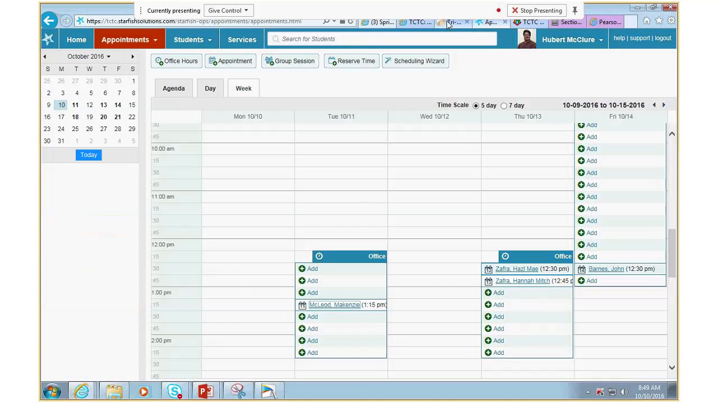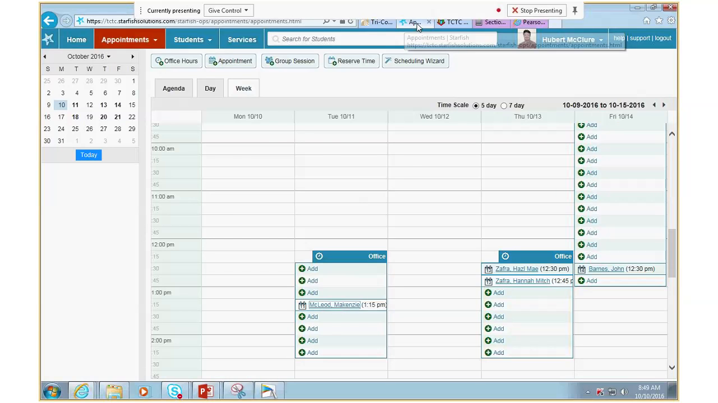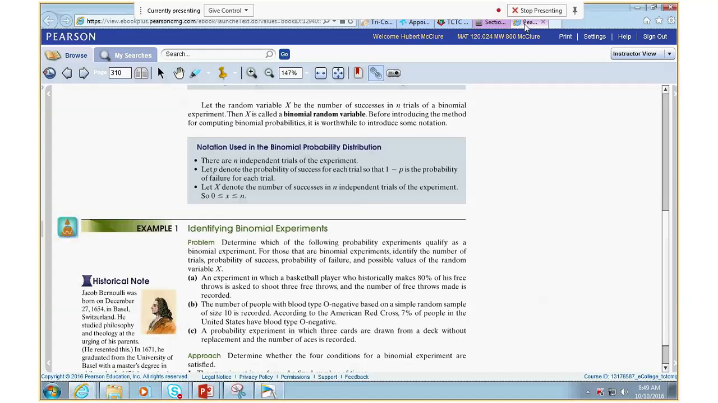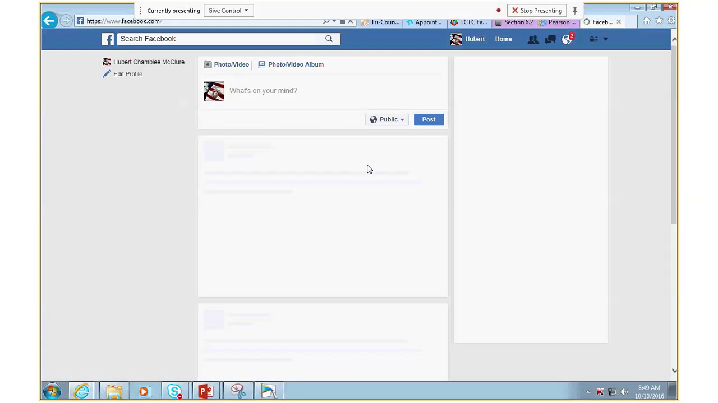Let's see. For those of you that didn't see. Where did my Facebook go? I had it pulled up. Everything's missing.